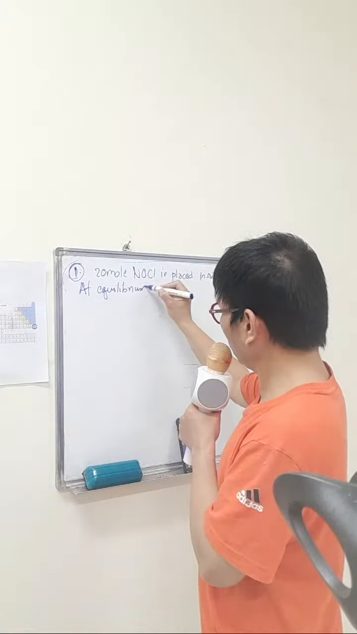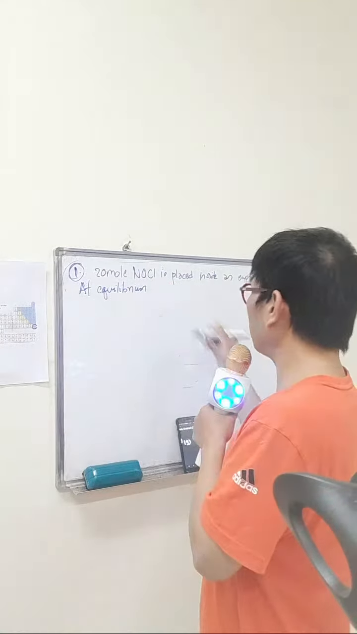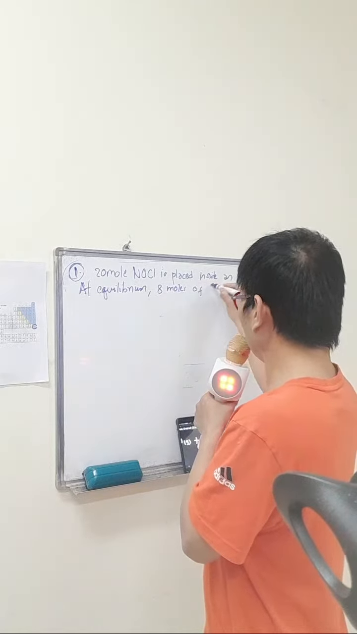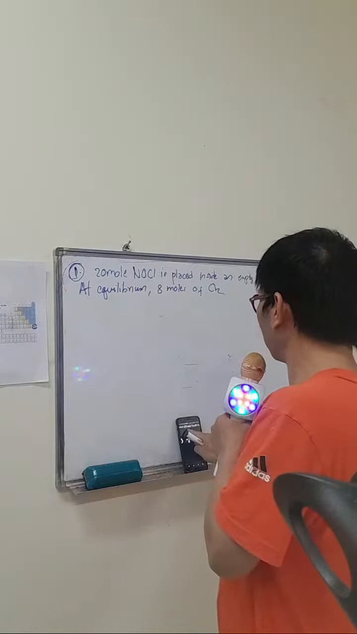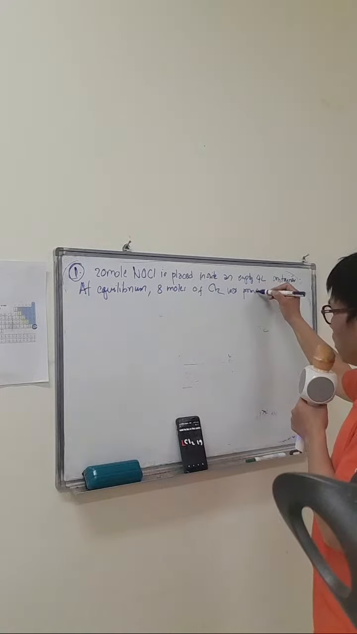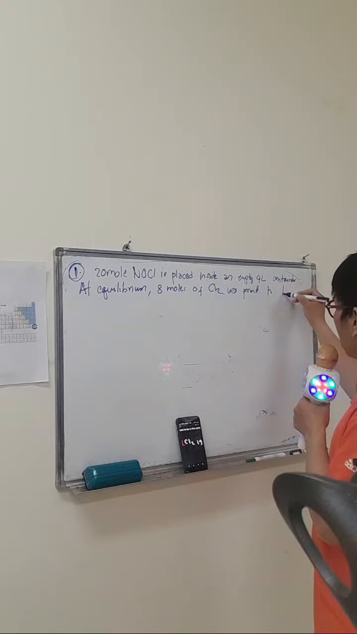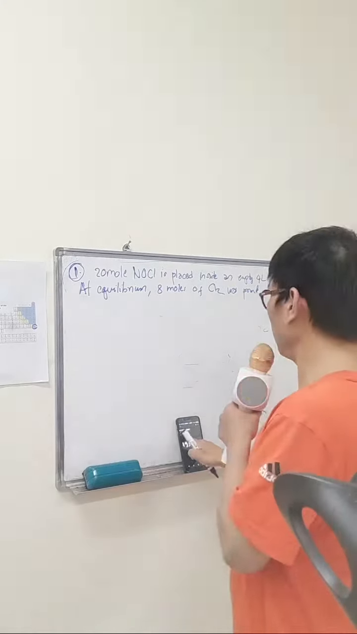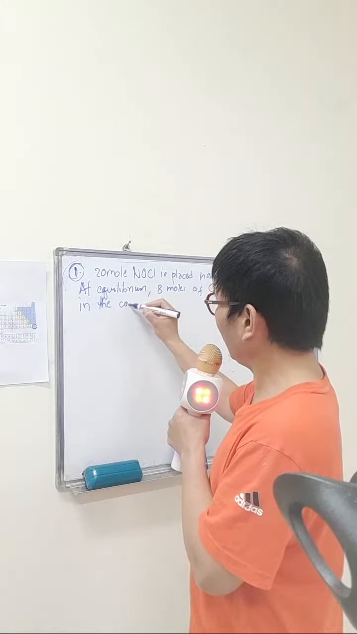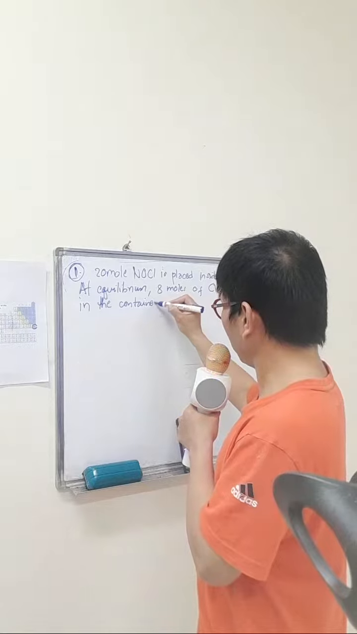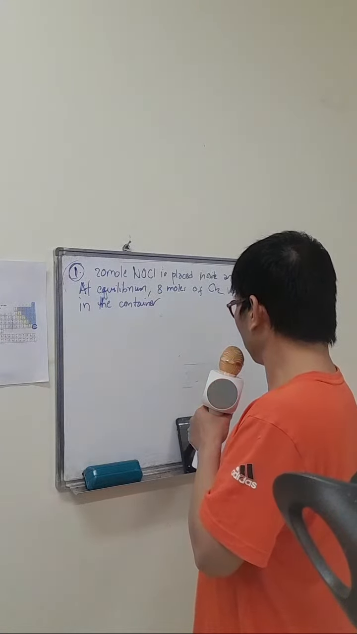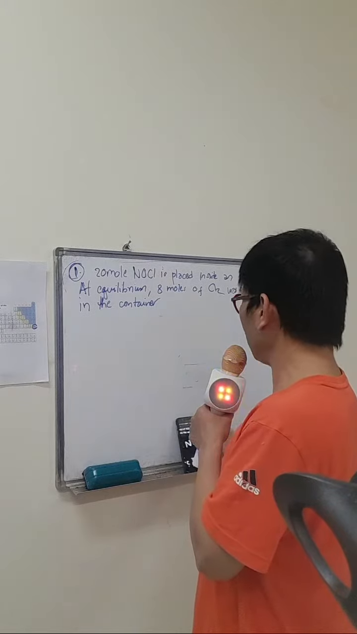at equilibrium, 8 moles of Cl2, chlorine gas, was found to be in the container. And then calculate the value of Kc.